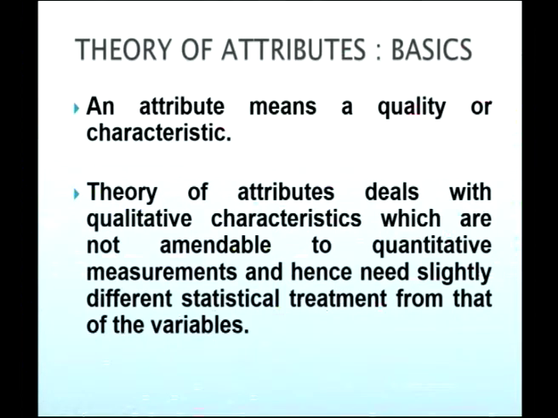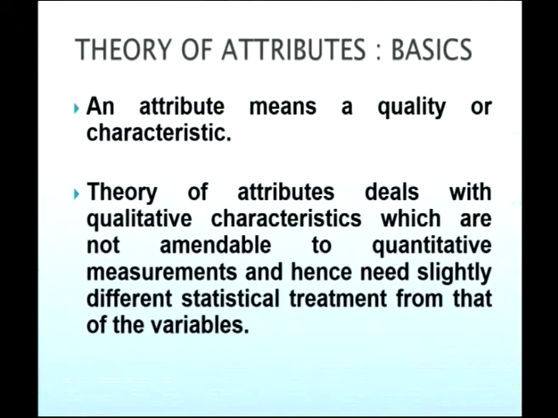What is actually meant by attribute? Attribute means a quality or a characteristic. So the theory of attributes deals with the qualitative characteristics which are not amenable to quantitative measurements. Attributes means qualitative, that is it means the happiness, it means the playing, any kind of quality a person has. With that quality we cannot do the calculations, hence all the qualitative characteristics must be converted to quantitative measurements, then only we can do statistical measurements.